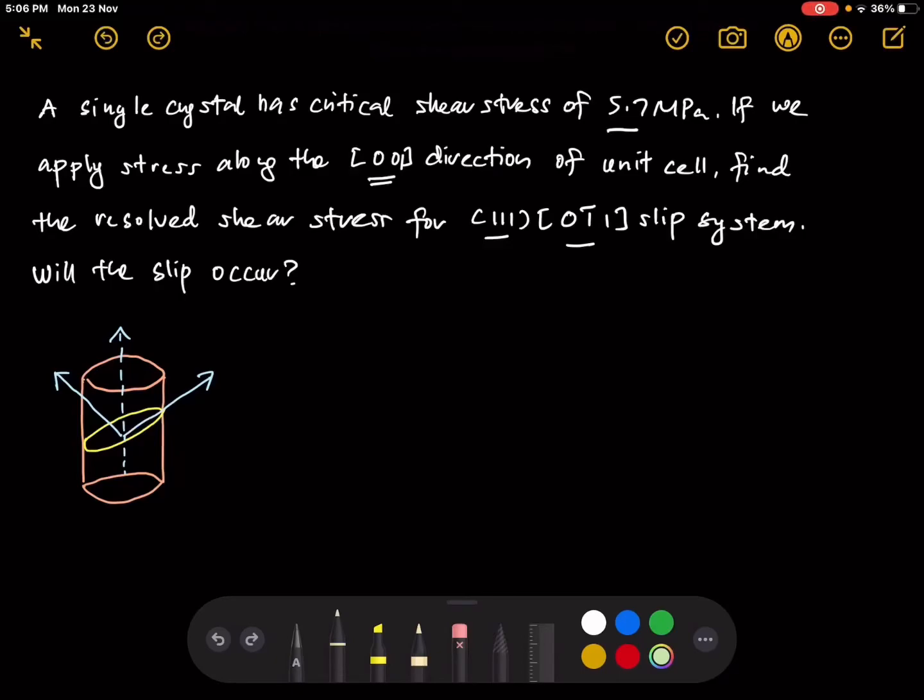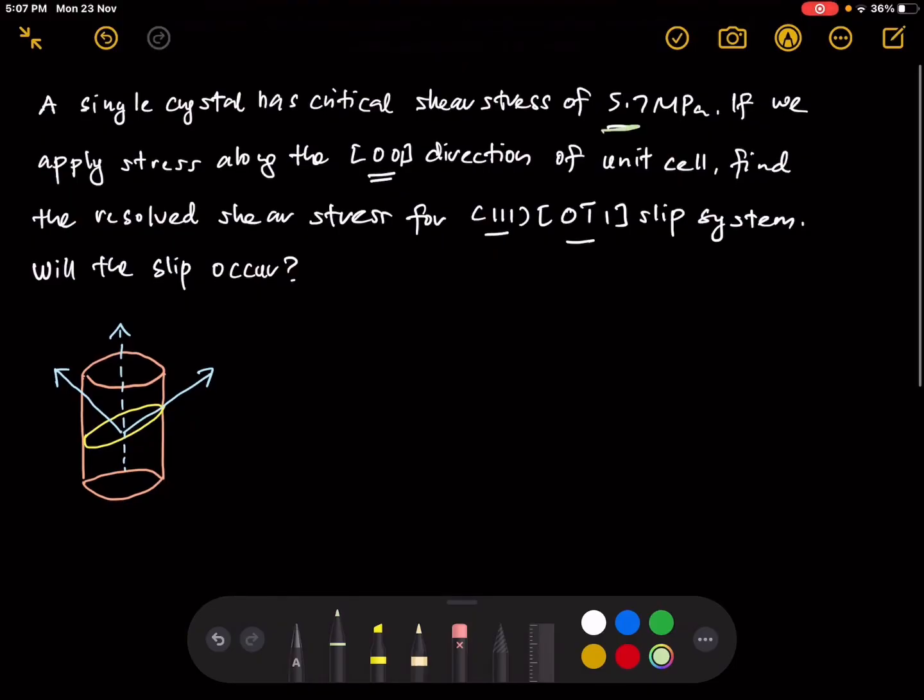So the question says that a single crystal has a critical shear stress of 5.7 megapascal. If we apply stress along the [001] direction of a unit cell, find the resolved shear stress for the (111) plane at a [01-1] direction slip system and determine whether the slip will occur.